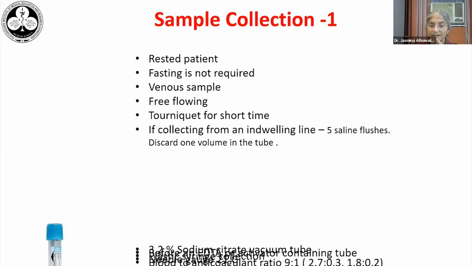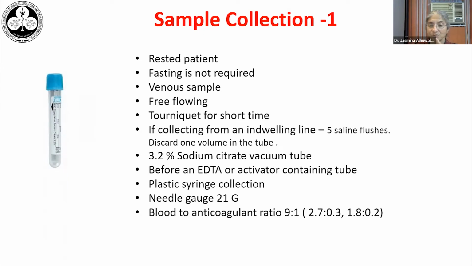Now the sample has to be collected in a 3.2% sodium citrate vacuum tube, and no other anticoagulant is required or is recommended. It has to be only sodium citrate. If we are using multiple tubes, then the EDTA or activator containing tubes must follow the citrate sample and never precede it. Plastic syringe collection is the recommended method, and the vacuum tube should also be of plastic.